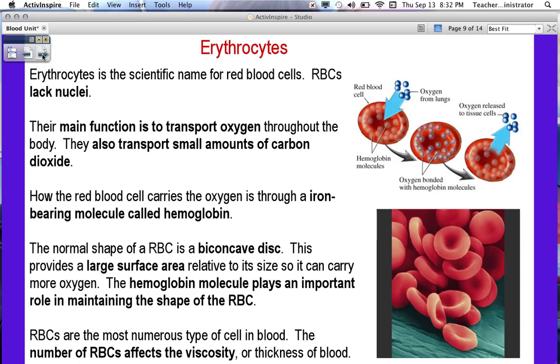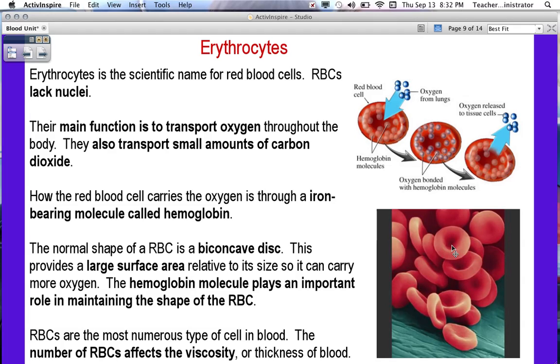Erythrocytes, let's look at those again. Those are, again, your red blood cells. They don't have a nucleus, so they're kind of interesting in that way. And again, their main function was to transport oxygen throughout the body. They also do transport small amounts of carbon dioxide. How they carry oxygen is through this special molecule that has iron on it called hemoglobin. The picture that you can see there is the molecule within the red blood cell that is literally attaching the oxygen to it. The normal shape of a red blood cell is kind of like a donut without the hole being all the way cut out in it. So it's what we call biconcave.